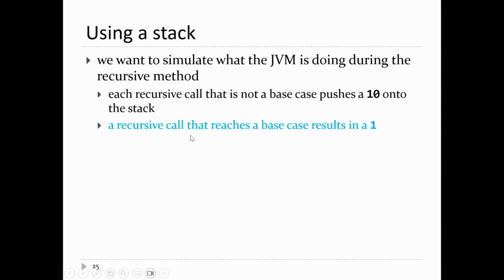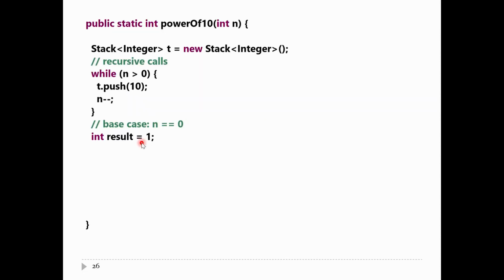What happens in the base case? So a recursive call that reaches the base case results in a 1. So I'm going to start computing the product using the value 1. So my result is 1 because that corresponds to the base case. Now, where are the recursive cases? They're sitting on this stack that I just created. So there's n 10s sitting on this stack.